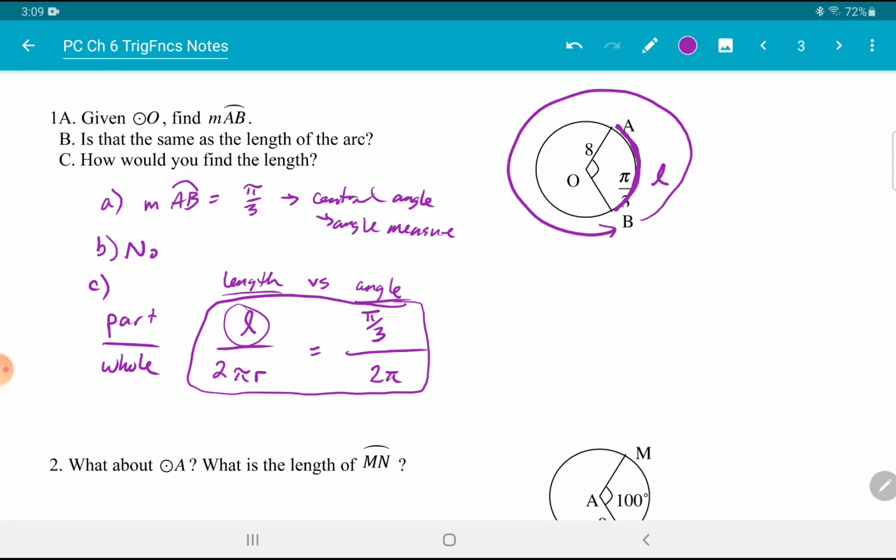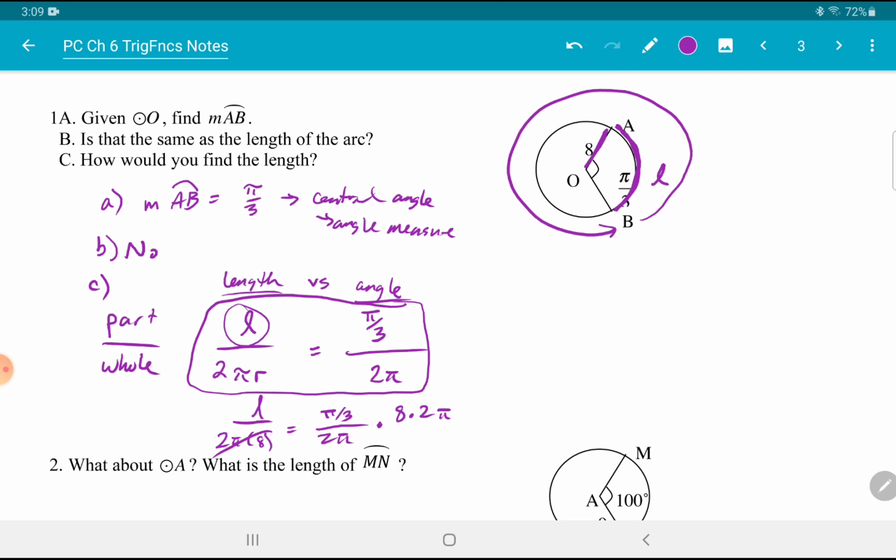Okay, we can just plug in some numbers. We definitely see that right here the radius is 8, so I'm going to go ahead and plug in L over 2 pi times 8 is equal to, again, pi over 3 over 2 pi. And then from here, we can simplify, right? So we can bring the 8 times 2 pi over to the other side, right? And then that way the L is now isolated.